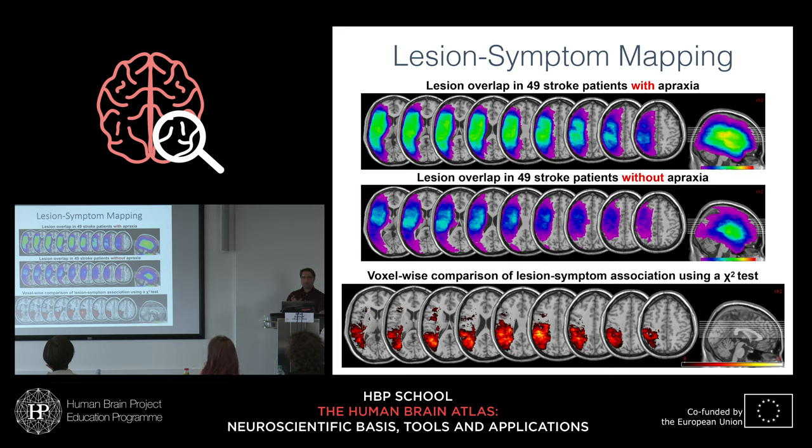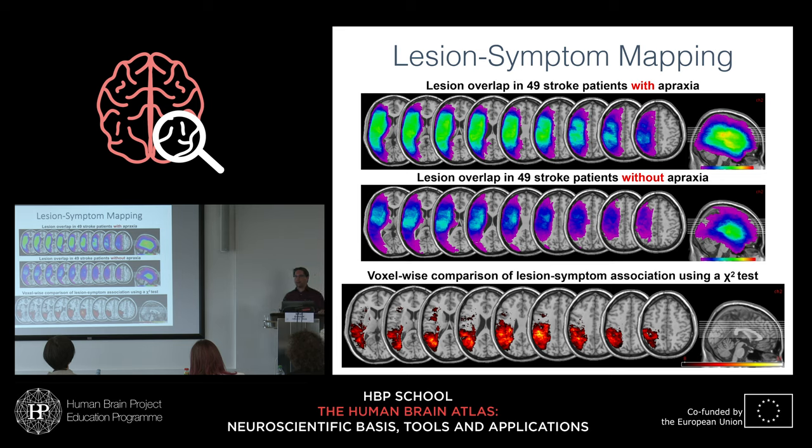If that region is intact and you can do a function, and if that lesion region is not intact anymore and you cannot do that function anymore, then we have very strong evidence that this region is causally necessary for the particular function. That's the good. What's the bad?